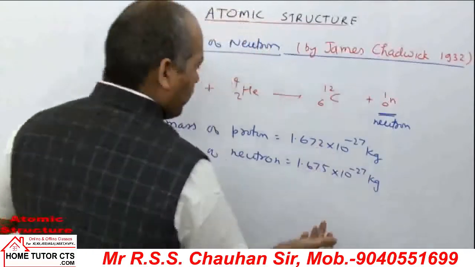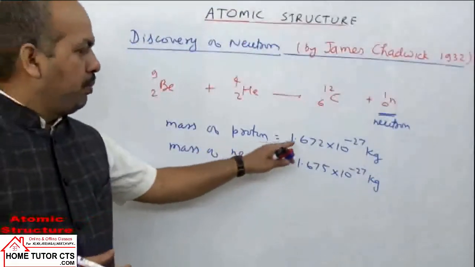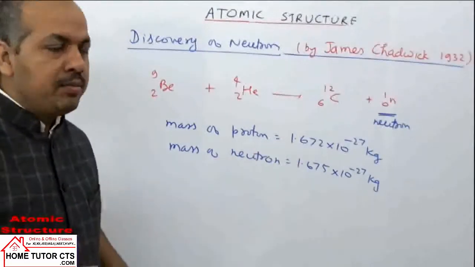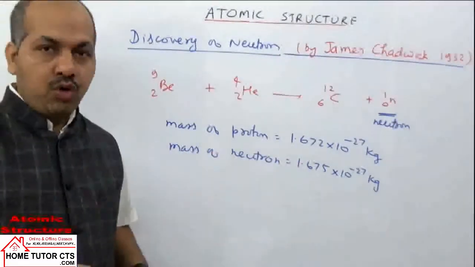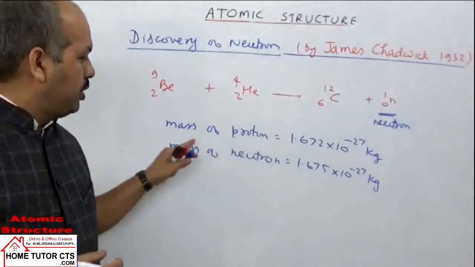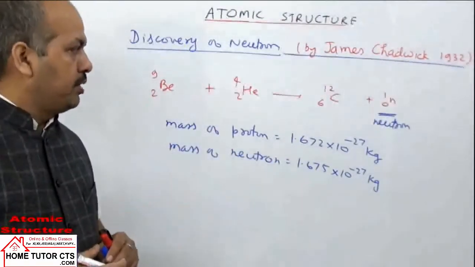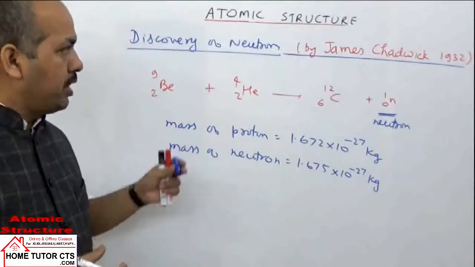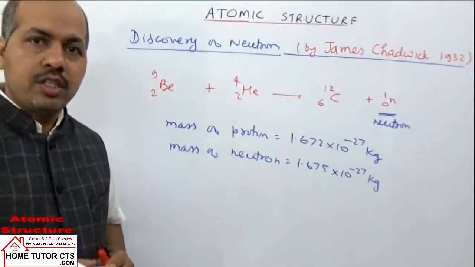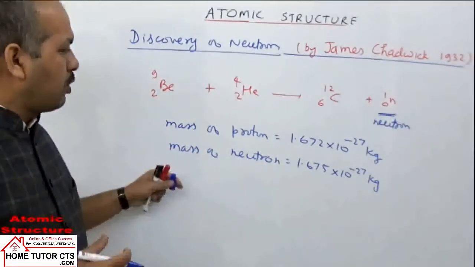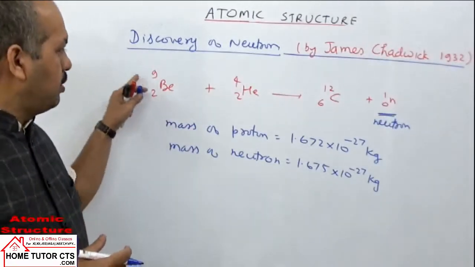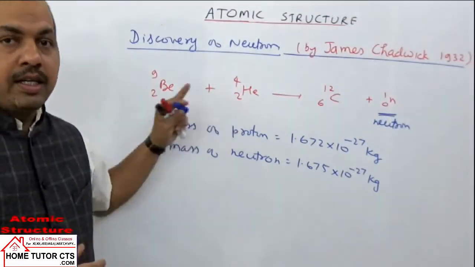Now see, both are almost equal. The mass of neutron is just slightly more than the mass of the proton. That's how we can relate the mass of neutron and proton. This discovery was done late because of its neutral nature. Detection of the neutron was difficult. That is how the neutrons were discovered, by bombarding beryllium with alpha particles.